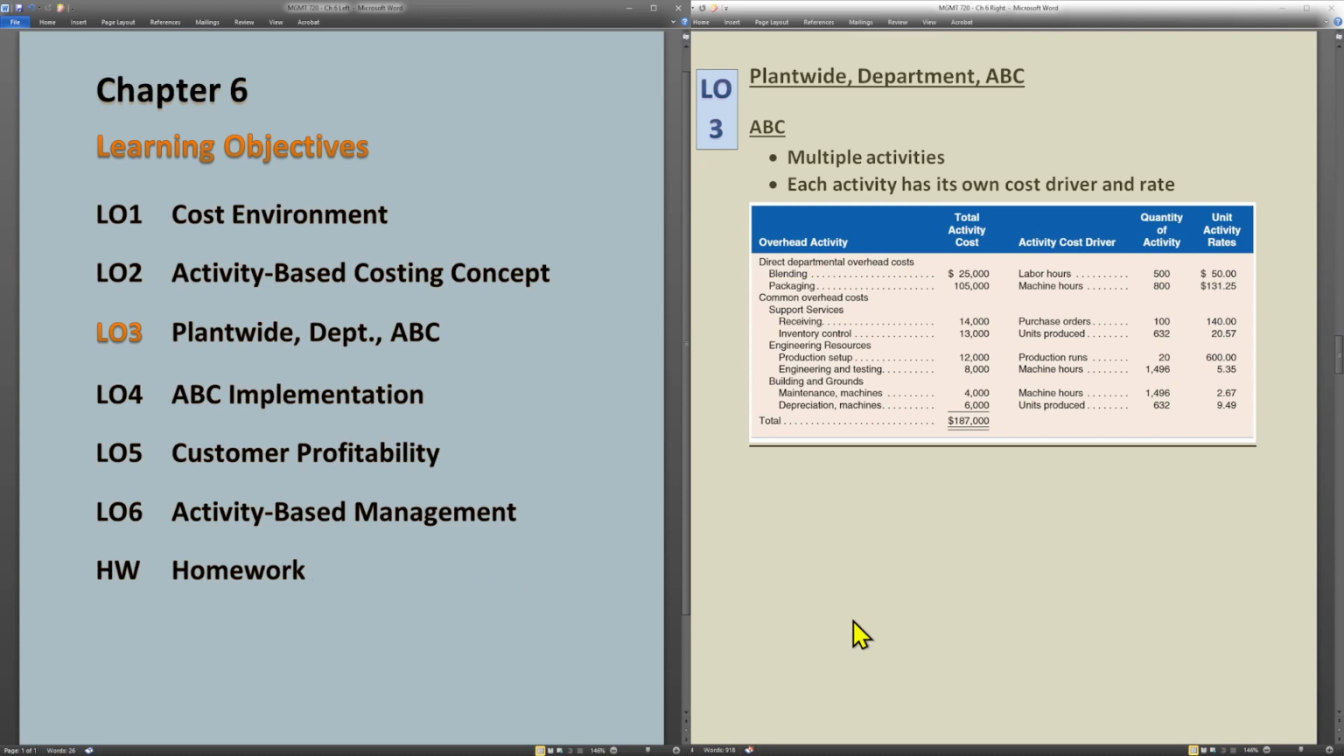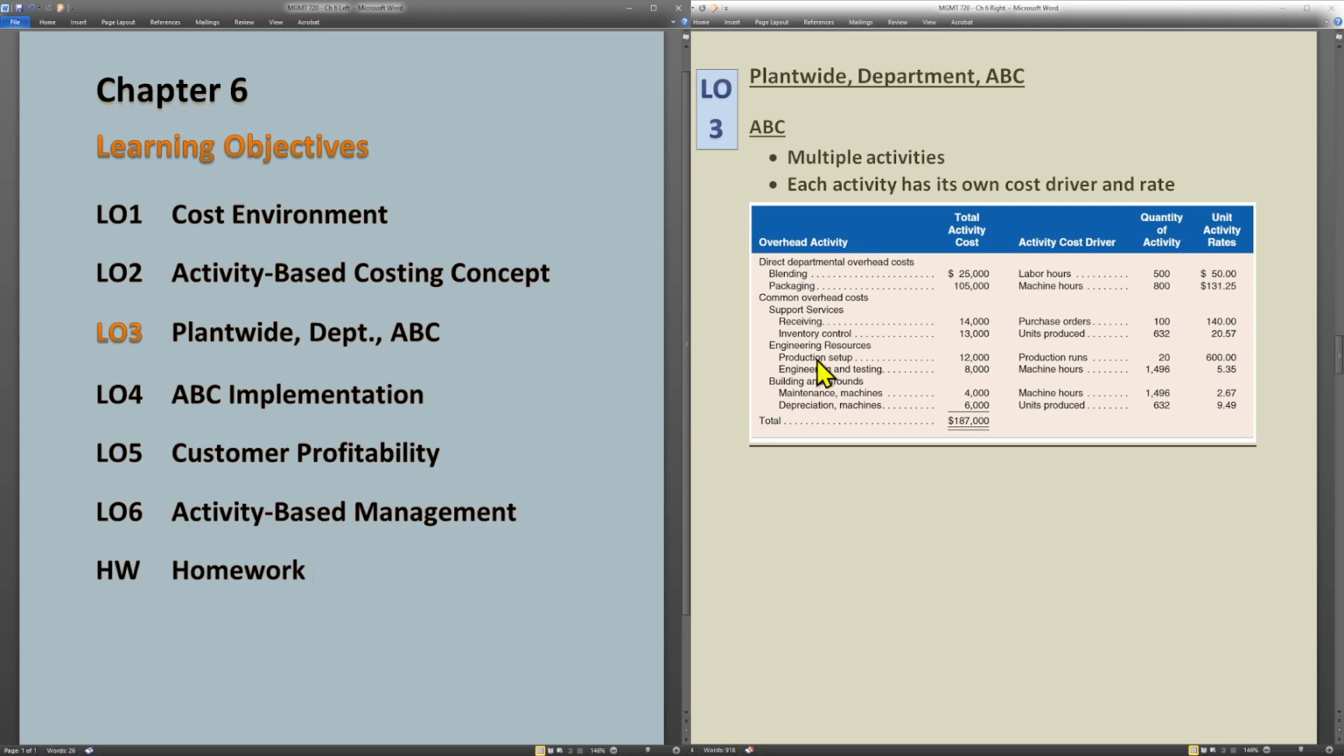And last, we have a full-on activity-based costing system. Basically, we have identified a number of activities. Each activity has its own cost pool. In other words, we're going to divide up the total overhead cost and put it in these buckets. We call these buckets cost pools, and each cost pool will have its own driver.